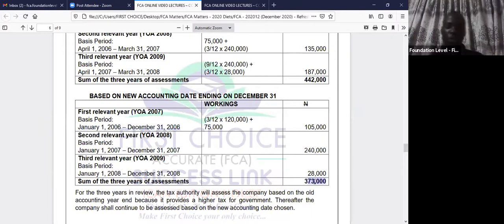What do you choose? Okay, hold on. In commencement of business, you usually choose the smaller one because that is when the taxpayer has the right to elect. That is the only time the taxpayer can choose the smaller one. At all other times, the taxpayer must choose the higher one. So it means that the taxpayer will now go for this 3-year period in the old accounting date.